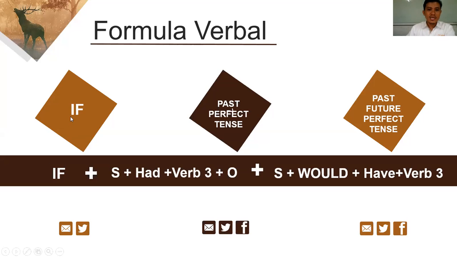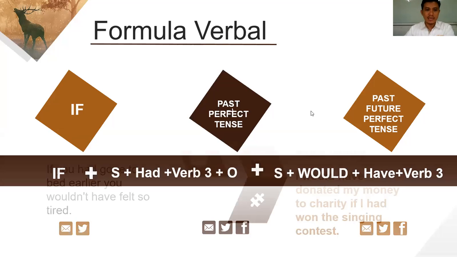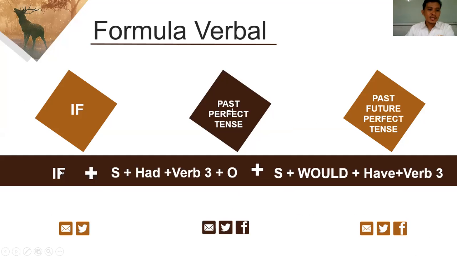Just like before, if plus past perfect tense, and the result clause in past future perfect. In the if clause: if, subject, had, the helping verb, and then verb 3, and then the object. For example, my previous sentence: if I had, this one is verb 3 of have, had, much money, then subject, I would have, and then verb 3 of buy, bought, that house. If I had much money, I would have bought that house.